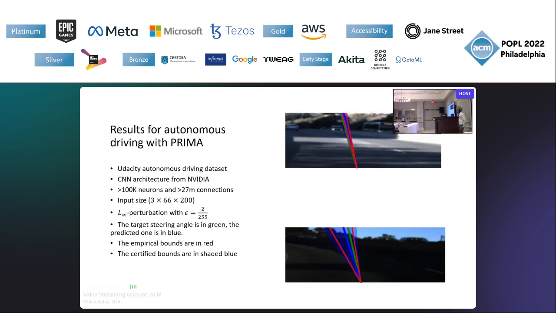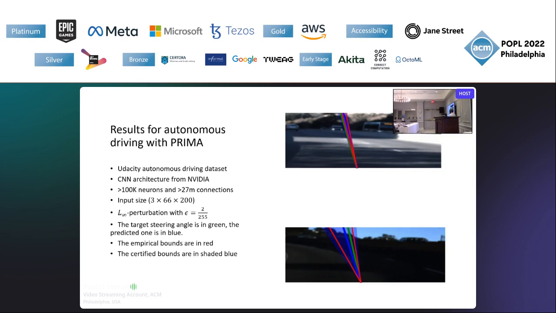In this case, 2 by 255 is one of the standard values that people use, and that's what we have tried to verify. So here, the red ones are what you would get if you were to sample from the L infinity region: the different steering angles you can get.